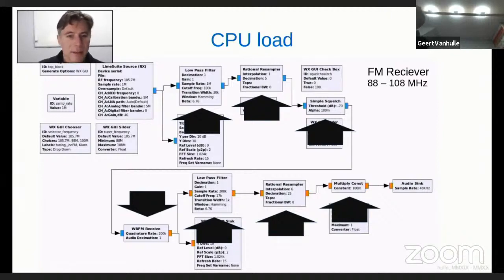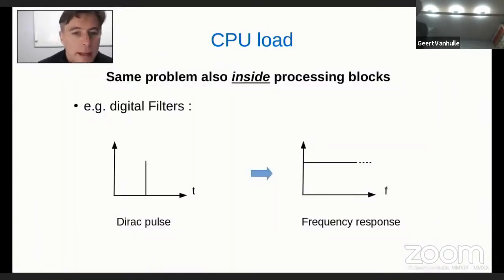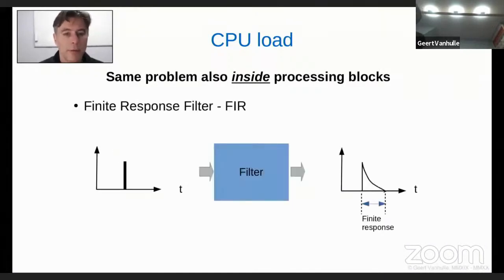Now, as we have this in between the blocks, it is the same problem we have inside these processing blocks. I will take a digital filter as an example. What is a digital filter? If we take an ideal pulse in the time domain, it's called a Dirac pulse. In the frequency domain, it gives us an infinite number of frequency components, all components on the spectrum from 0 to infinity. Now, if we put this into a black box filter, we get this Dirac pulse at the input, and we will get some kind of a pulse at the output. Now, if this pulse is finite, we will call this filter a finite response filter.